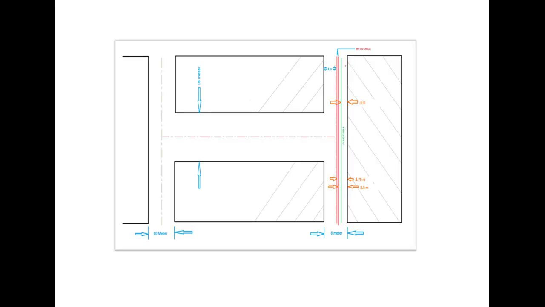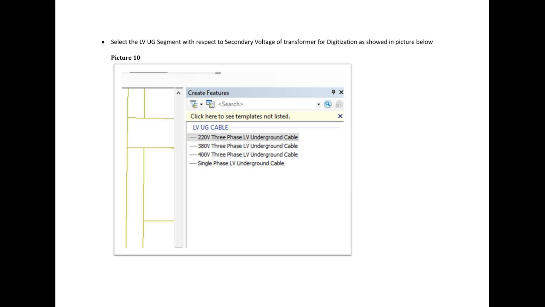If the number of LV cables is more and there is not enough space available between the first LV and first MV cable, then we can utilize the spare area between the first LV and parcel to draw the additional cables. Picture 9. Select the LV-UG segment with respect to the secondary voltage of the transformer for digitization as shown in the picture below.